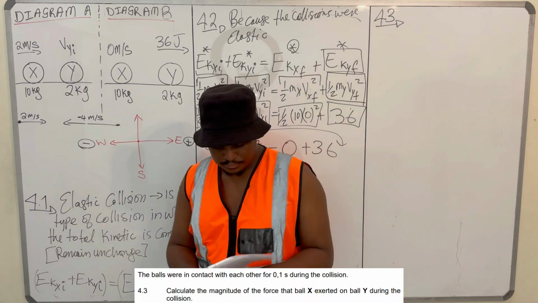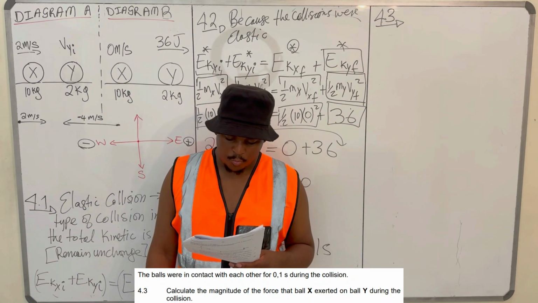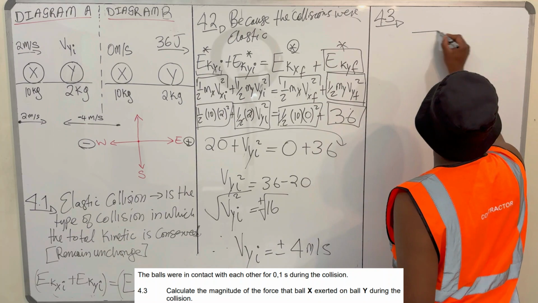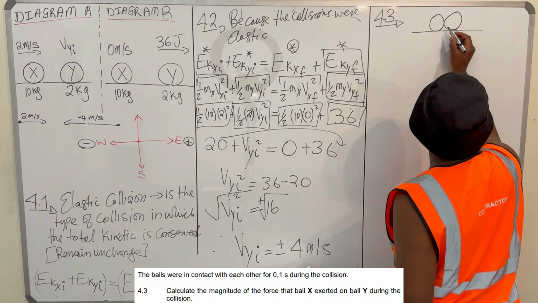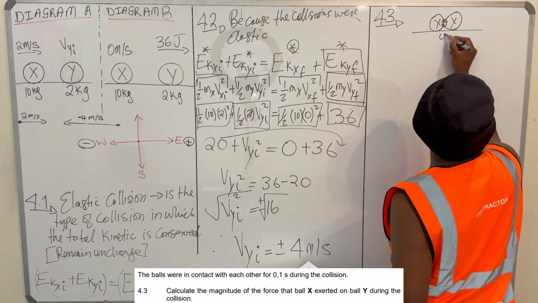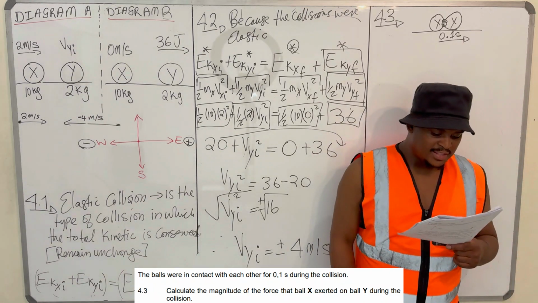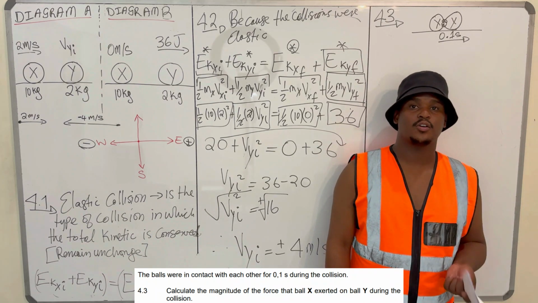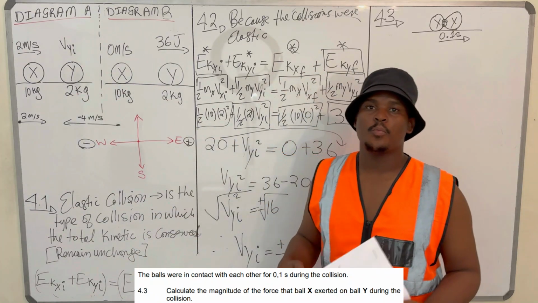So let's go. What are they saying at 4.3? The balls were in contact with each other for 0.1 seconds during the collision. So they're telling you about your balls, this is your x and this is your y. During the collision, they were colliding here. They were only in contact for 0.1 second. No problem. They're saying calculate the magnitude of the force that ball x exerted on ball y during the collision. So they want us to calculate the magnitude of the force that ball x exerted on ball y during the collision.